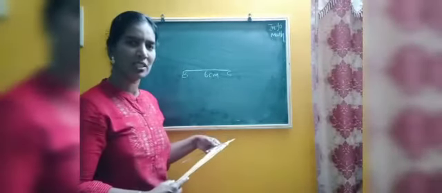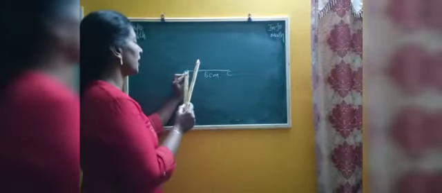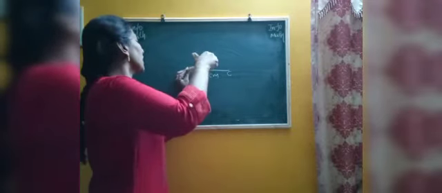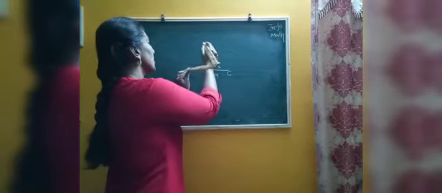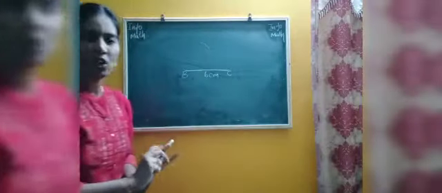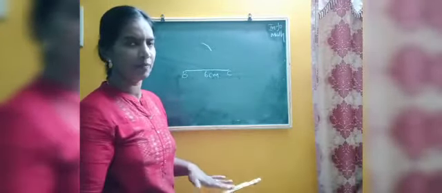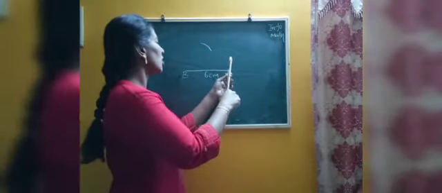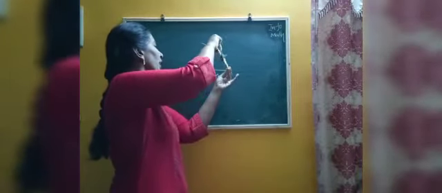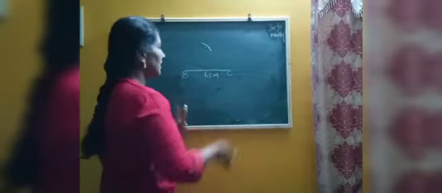Measure 4 cm in the compass. You know how to measure. Now fix your compass on B and draw a 4 cm arc. Now measure 5 cm in the compass and fix your compass on C. Draw another arc that will intersect. That intersecting point, name it as A.